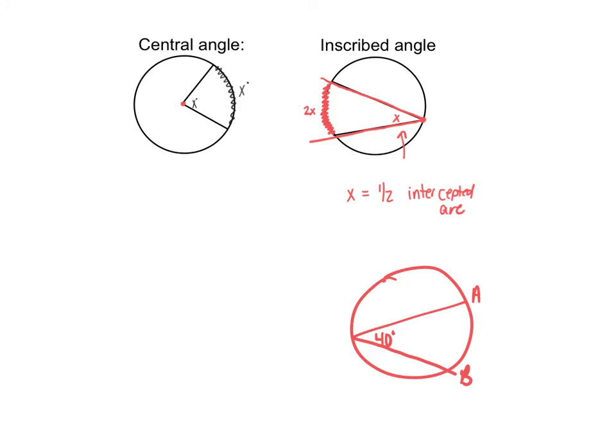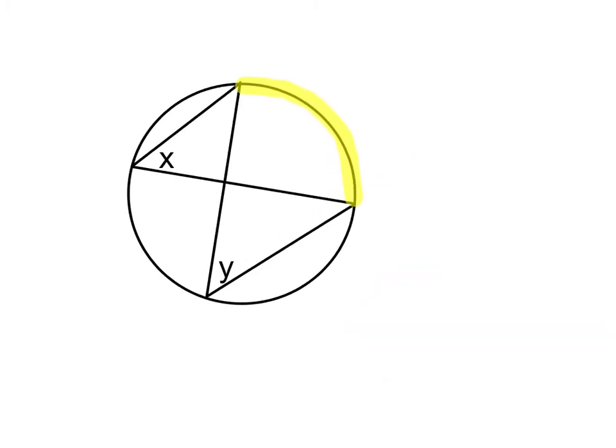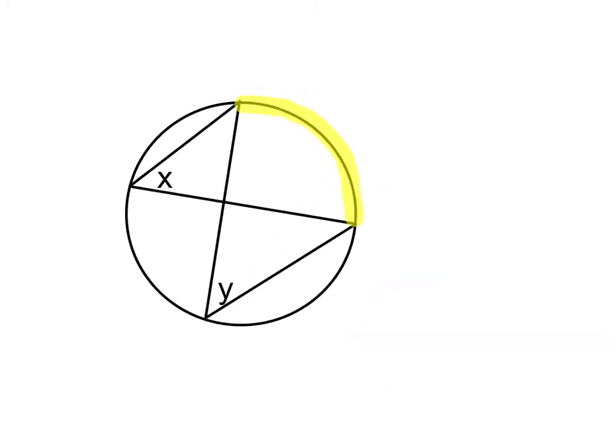You may see that play out in something similar to the problem that I've drawn here, where maybe you're asked to find the measure of arc AB. In this case, because this is the inscribed angle, the measure of arc AB is going to be double that, or 80 degrees. And then there's one more piece of information that we're going to commonly see that I want to go over with you, and then we'll practice some problems together.